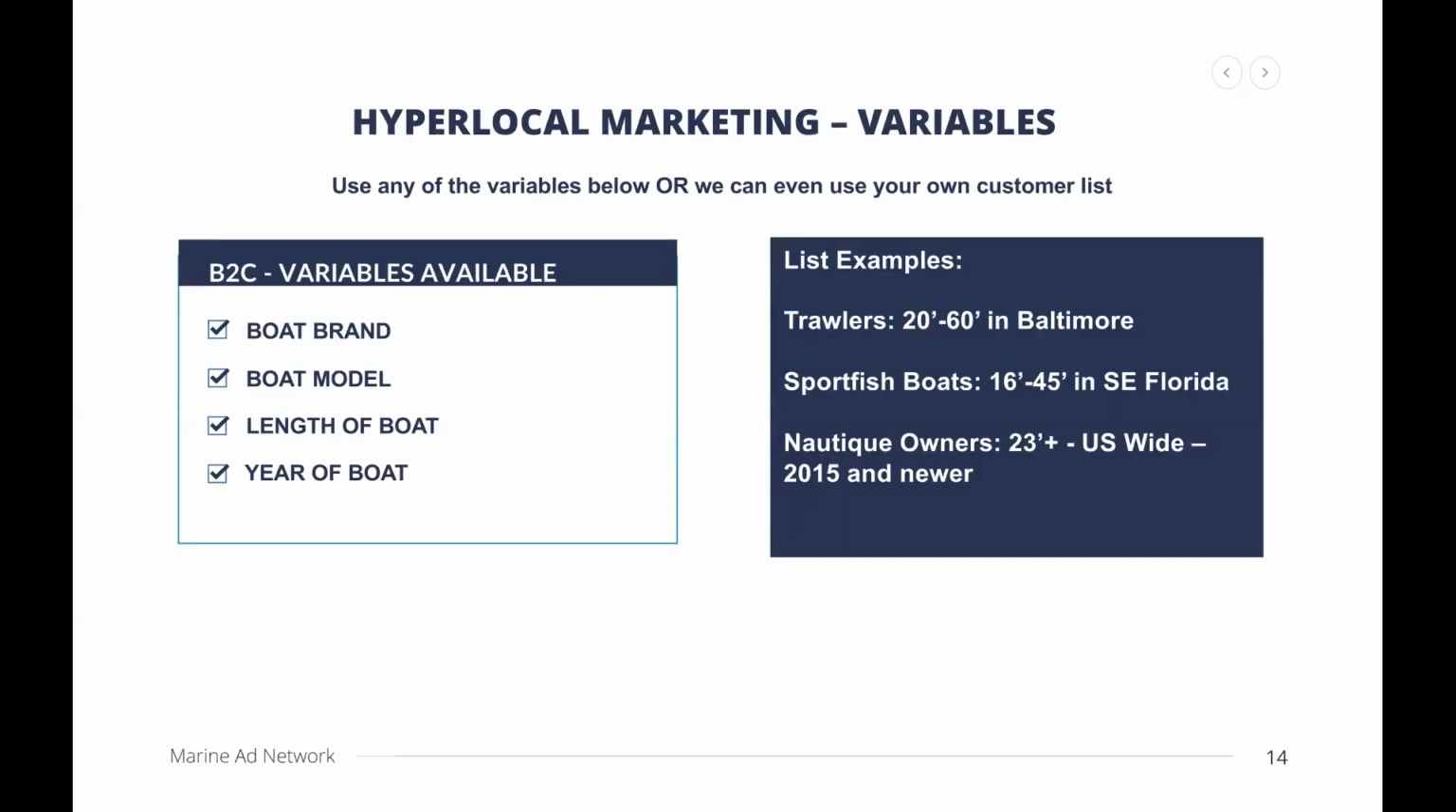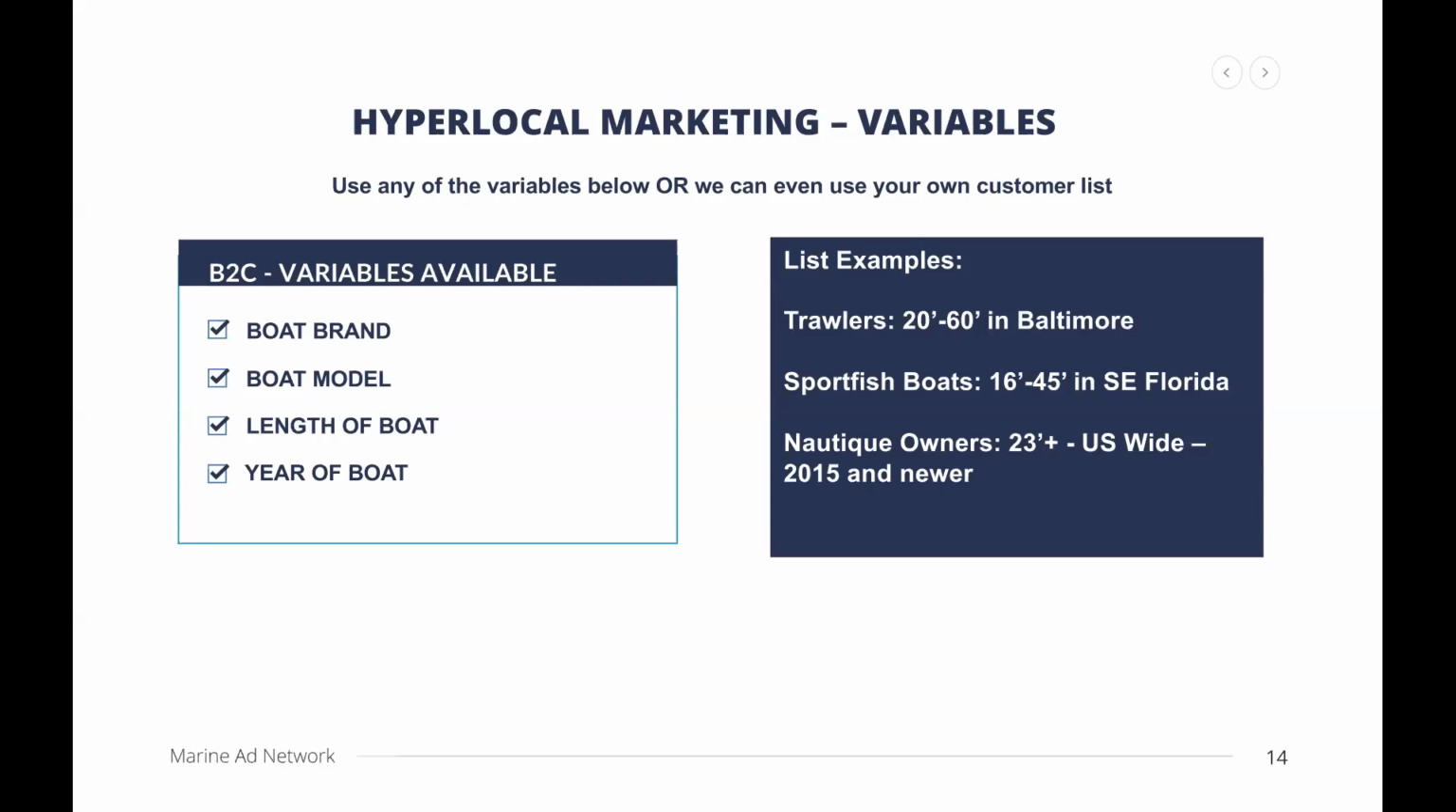All right, so here are some of the variables that we can do when we purchase a list. We can purchase by boat brand, by boat model, by length of boat, by Euroboat. And then these are just some examples of some of the past few campaigns that we've done. So we had a client that was interested in reaching all the trawler owners that had trawlers between 20 and 60 feet in Baltimore. So it was a very small city radius that they wanted to target.